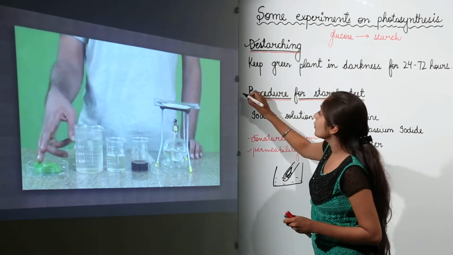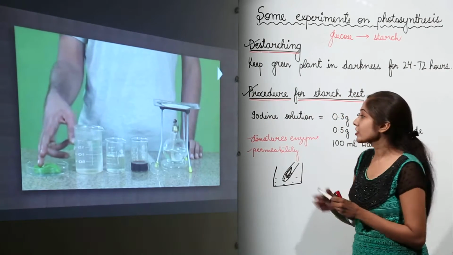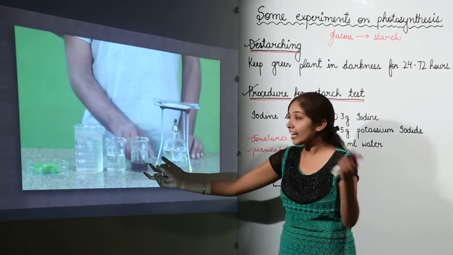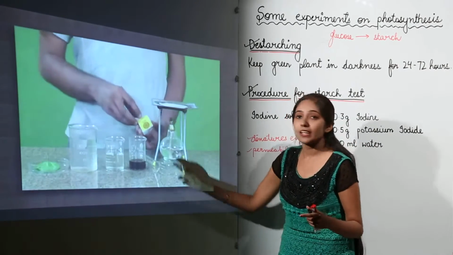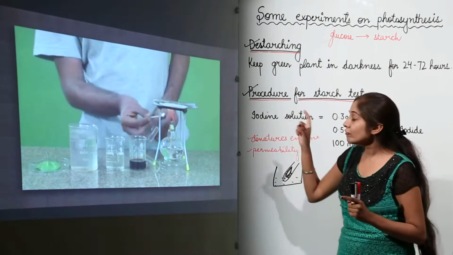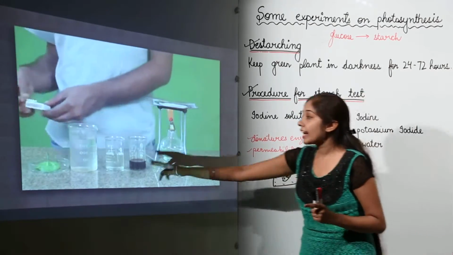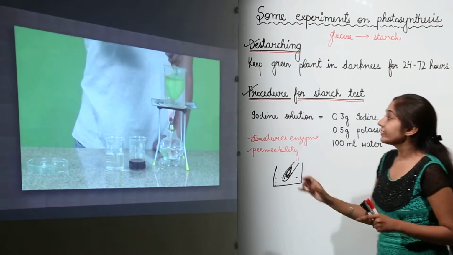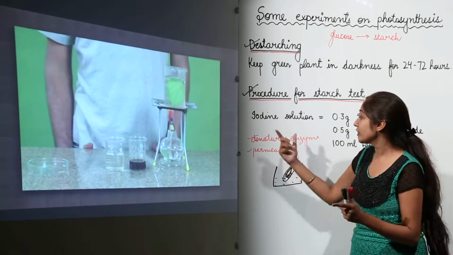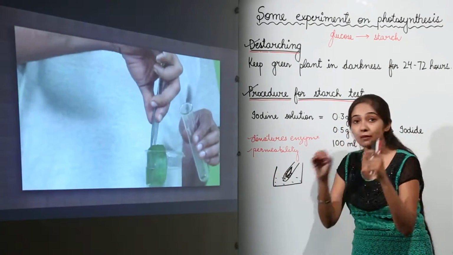So let's see how we actually do this starch test. We need a leaf, boiling water, methylated spirit or alcohol, iodine solution and a spirit lamp. So what do we do first? We take water, remember, and in water we put that leaf from the plant that has been kept in darkness for this many hours. Then we boil that leaf. This is going to ensure the denaturing of enzymes and permeability by the rupture of cell tissue.